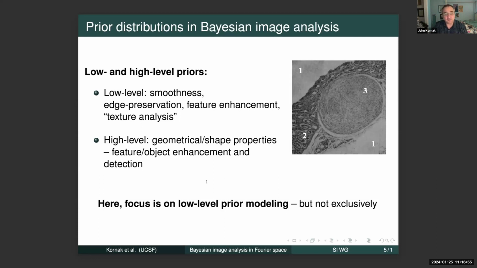High-level tend to be more sort of like geometrical in nature, and then looking at feature and object detection and enhancement. So region 3 here, the shape of it looks something like an ellipsoid. And you can sort of specify into the prior that geometrically, I want to give higher probability to objects with this kind of shape than other kinds of shape. Okay. When we're working in Fourier space, we're mostly working on the low-level priors, but not 100% exclusively, as you'll see in the data-driven example. You can get a little bit higher level.